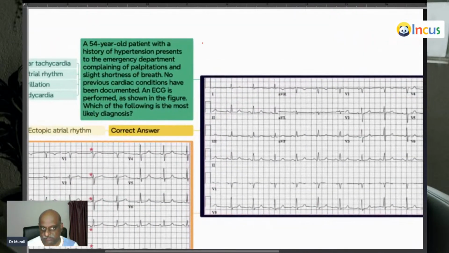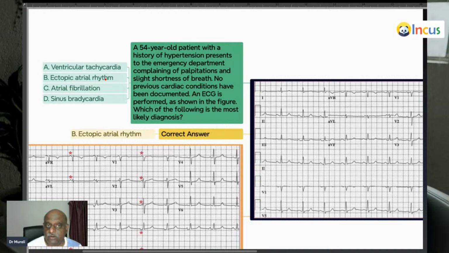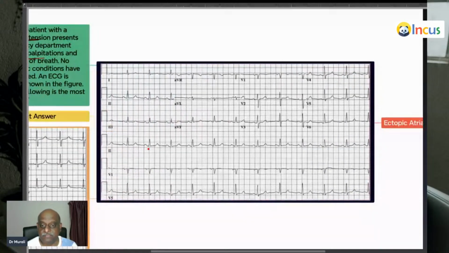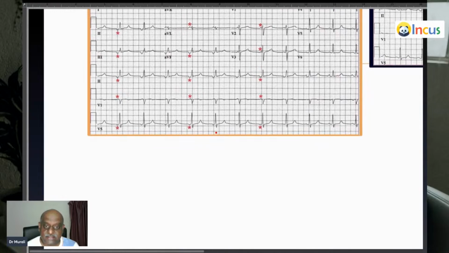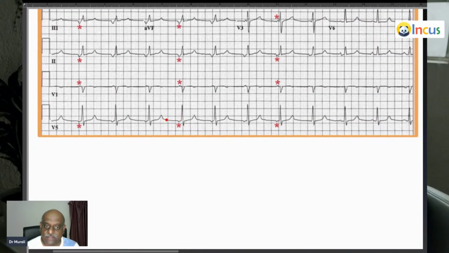So the next question. A 54-year-old patient with history of hypertension presents complaining of palpitations. ECG is being performed. So what do you see in this ECG? In this ECG, you can see some of the P waves are inverted. Can you see? This is an inverted P wave, inverted P wave, inverted P wave.